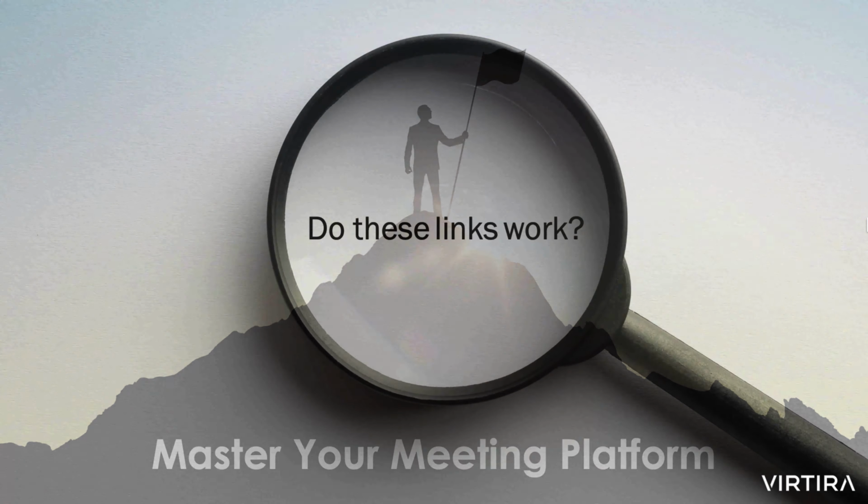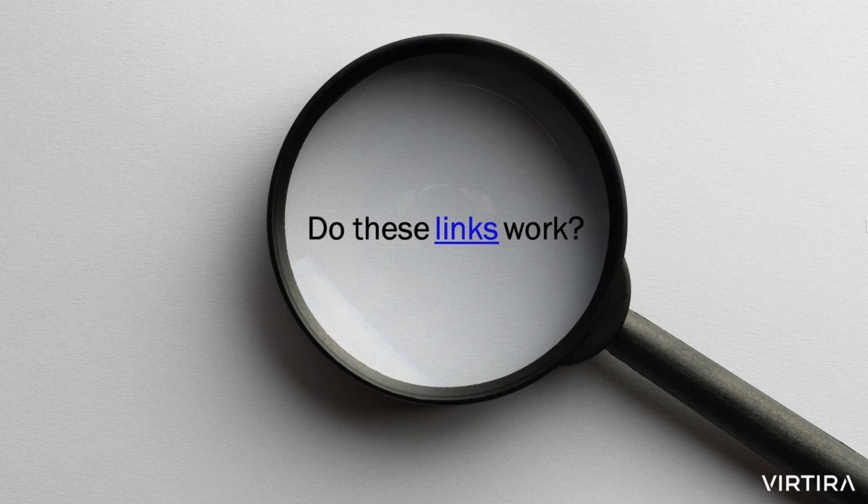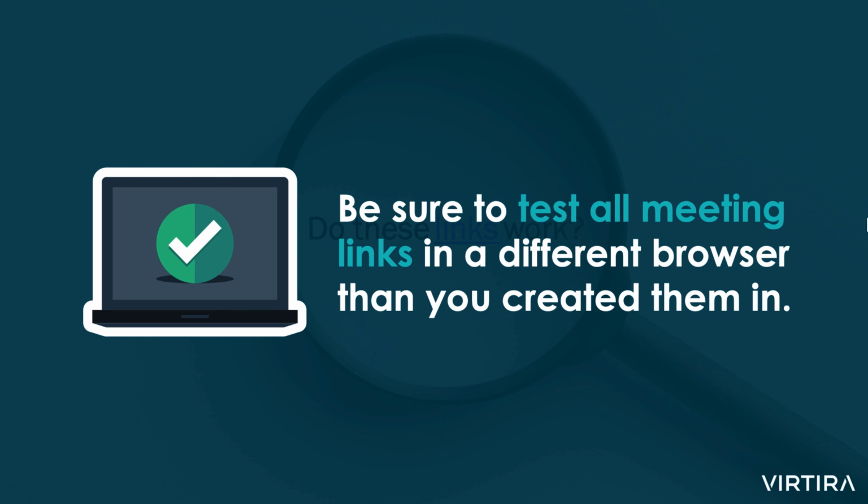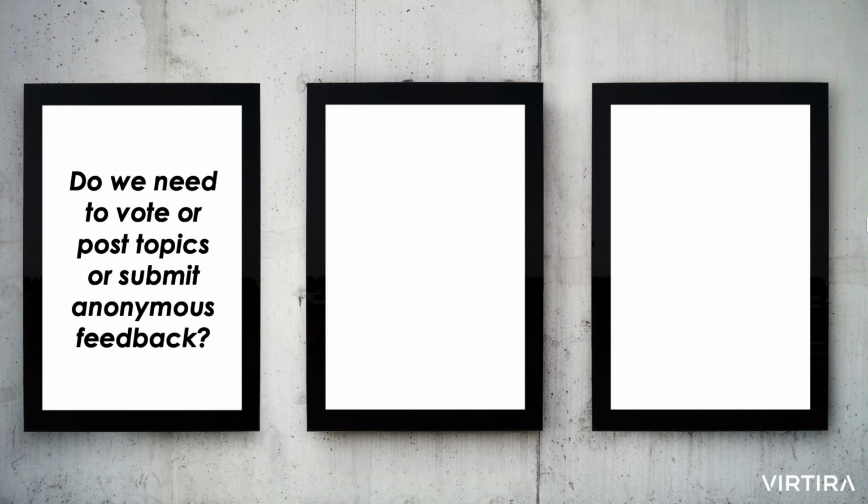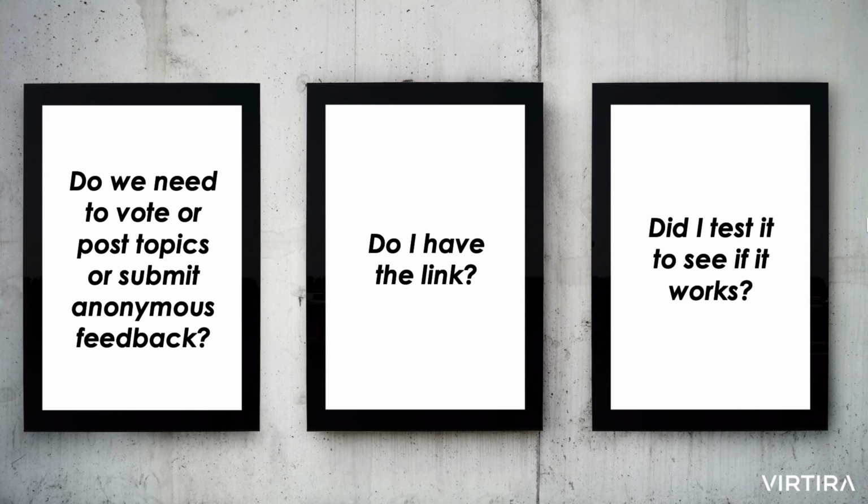But you also need an eye for detail. How many times has someone sent you a link to a document that you couldn't open because of access or permissions? What if this happened to be a critical piece of pre-reading prior to a meeting? Always test your links, especially if it's a browser you didn't create it on. If your participants need access to a tool to vote or post topics, make sure you have a link that you can post in the meeting chat space and test it to make sure it works.